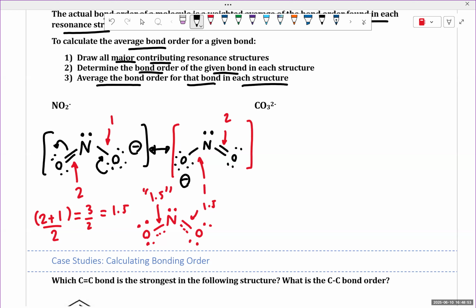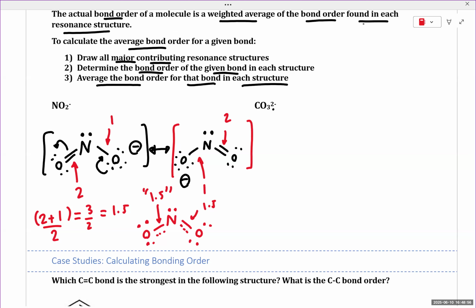Okay, so with this example in mind, I'd like you to take a look at the following, which is the carbonate anion. I'm going to give you the original structure for the carbonate anion just to expedite this process. I'd like you to draw a few resonance structures, and I'd like you to tell me, focusing on this bond here, what's the bond order for that bond in the actual structure. So pause the video and work through this example, and then we'll discuss.